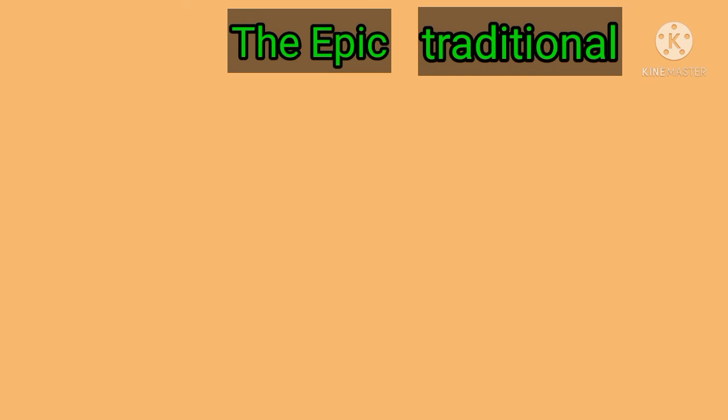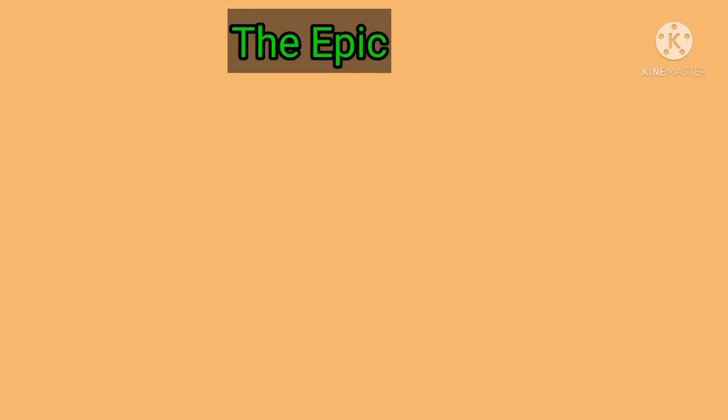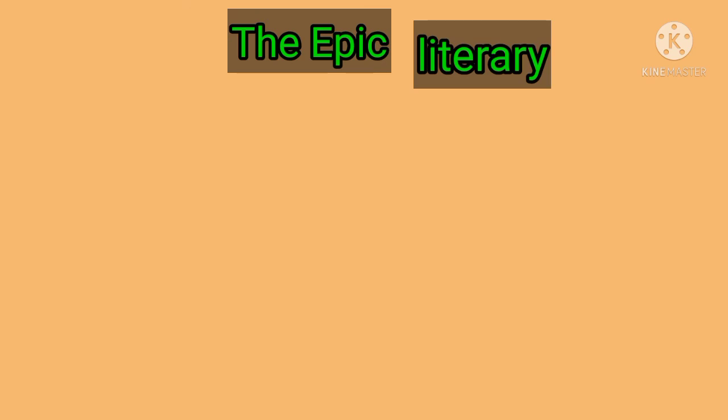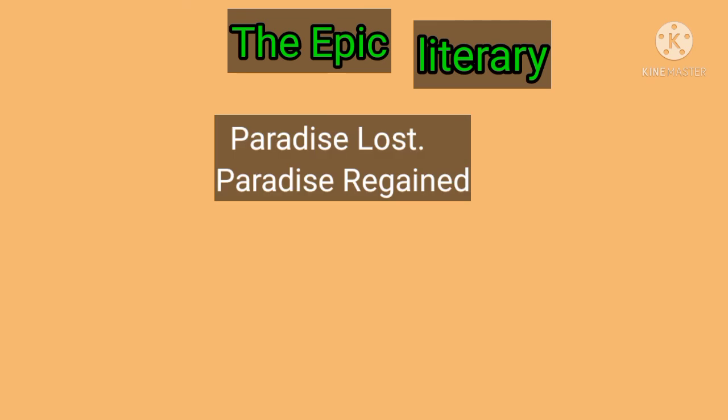Traditional epics are authentic epics and they are also called epics of growth. Literary epics are the epics that are deliberately written by someone based on the style of the traditional epic. The examples of literary epics in English are Milton's Paradise Lost and Paradise Regained.